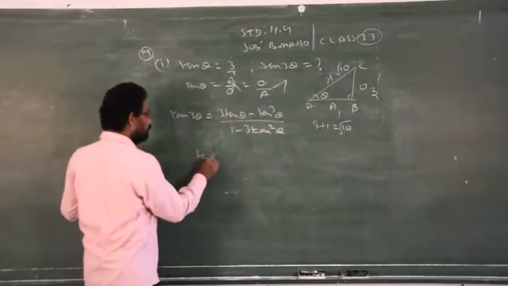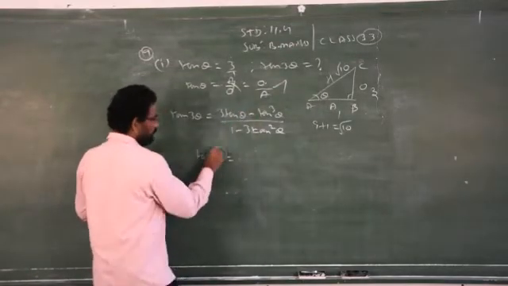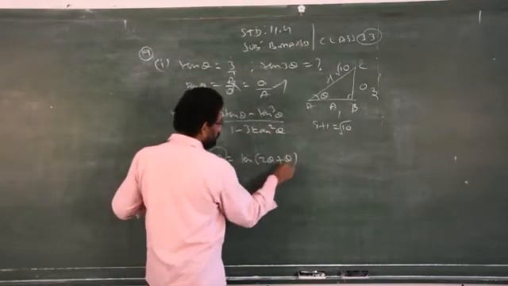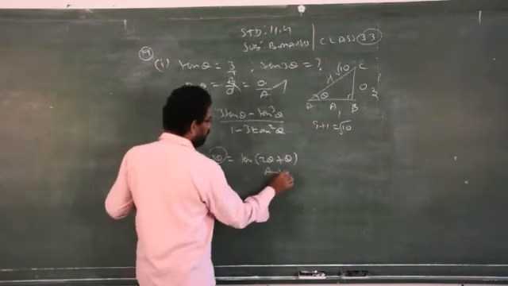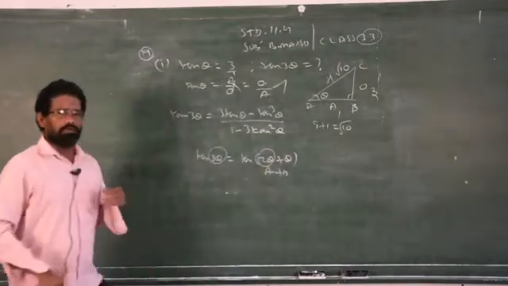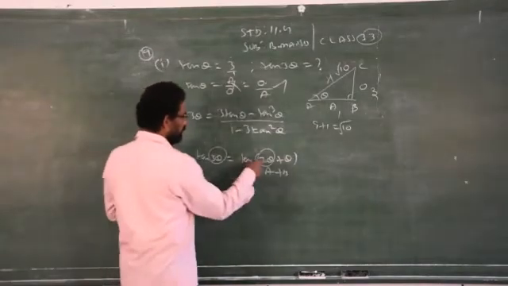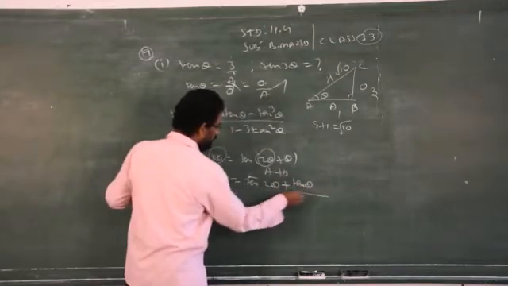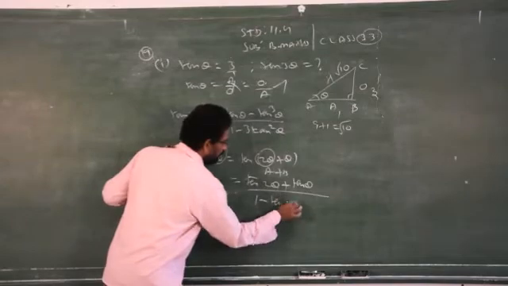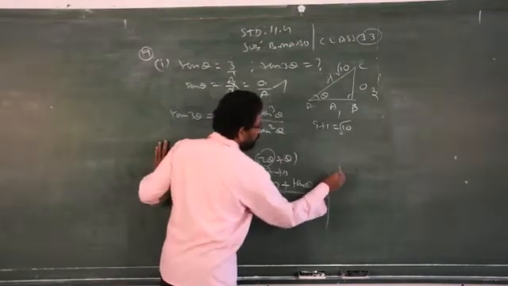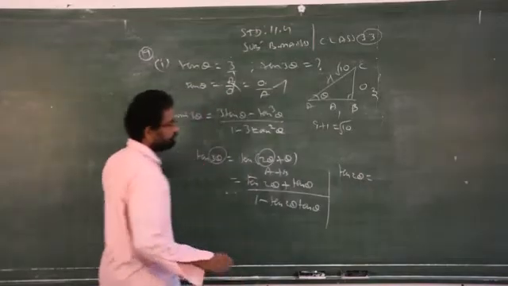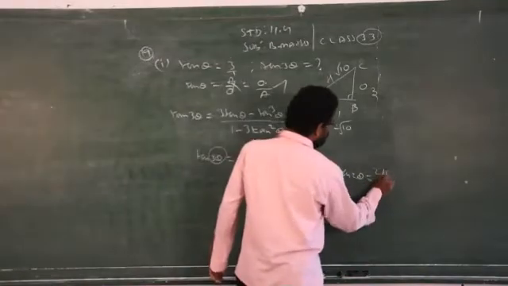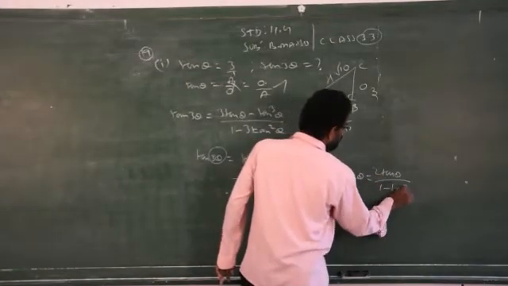Or you can do it by some other method. You can straight away split tan 3 theta as tan of 2 theta plus theta, then apply the tan A plus B formula. Again we have a separate formula for 2 theta. So if you expand using the tan A plus B formula, you will get tan 2 theta plus tan theta by 1 minus tan 2 theta into tan theta. But we have a separate formula for tan 2 theta: 2 tan theta by 1 minus tan square theta.